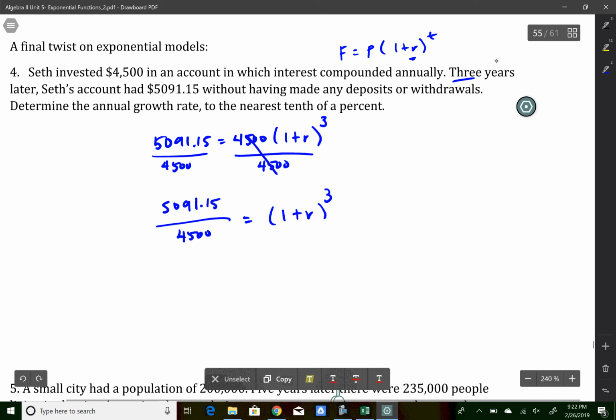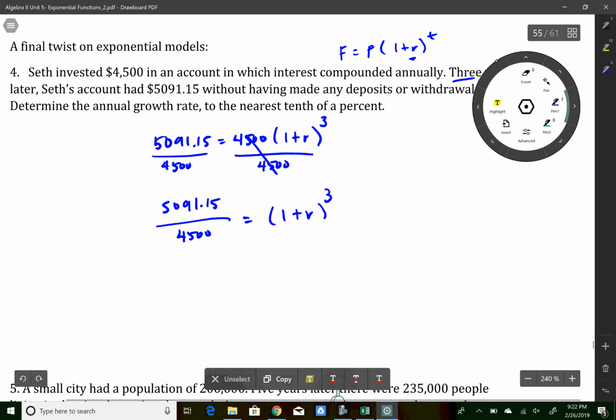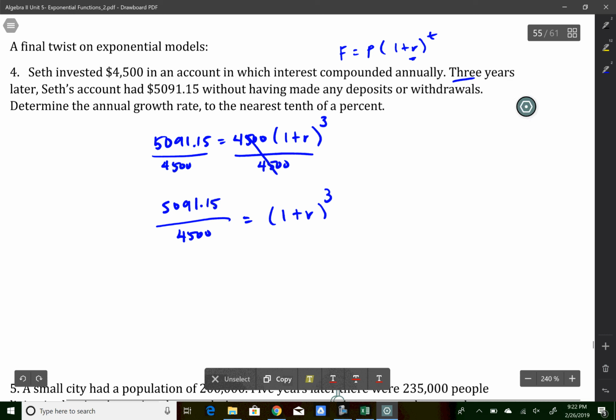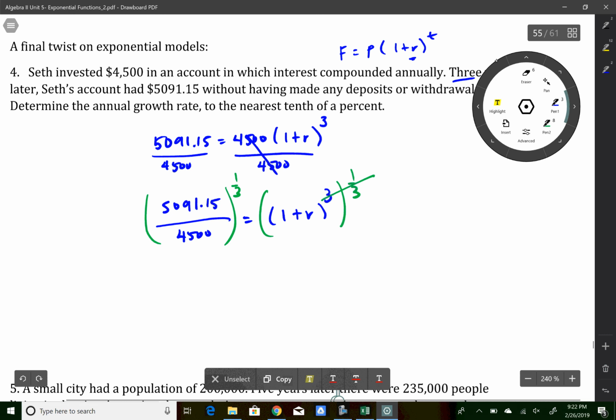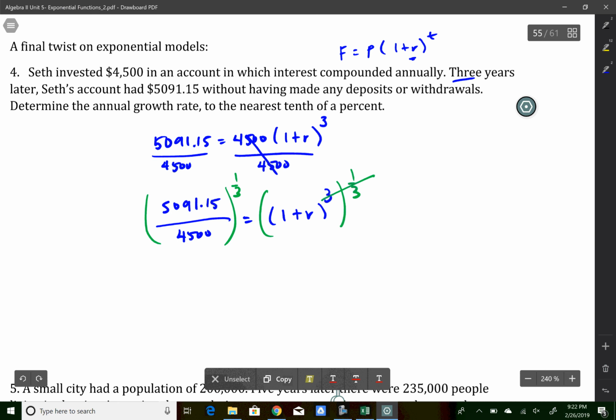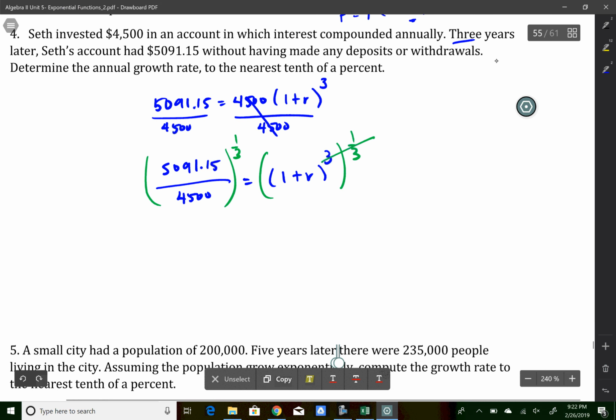I could take the cube root of both sides, or now that I know a little bit more about exponents, I could say, well, instead of doing the cube root to both sides, I could raise this to the 1/3 power. Whatever I do to one side, I do to the other. 3 times 1/3 cancels. So now I'm left with this messy fraction to the 1/3 power, which now I could type in my calculator. So use a parenthesis here, so do 5091.15 divided by 4,500, and raise that to the 1/3 exponent.